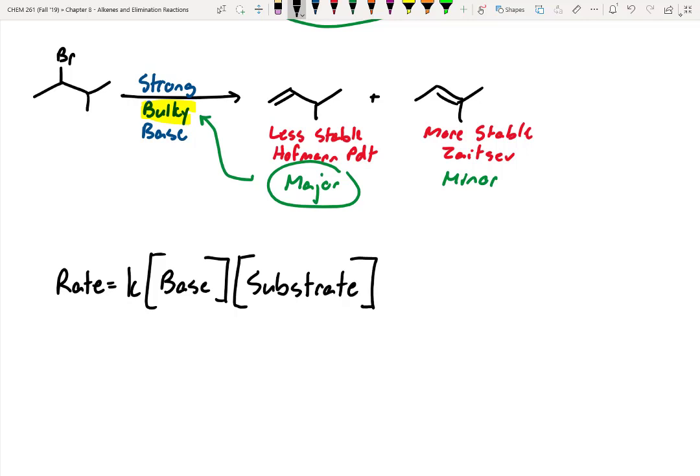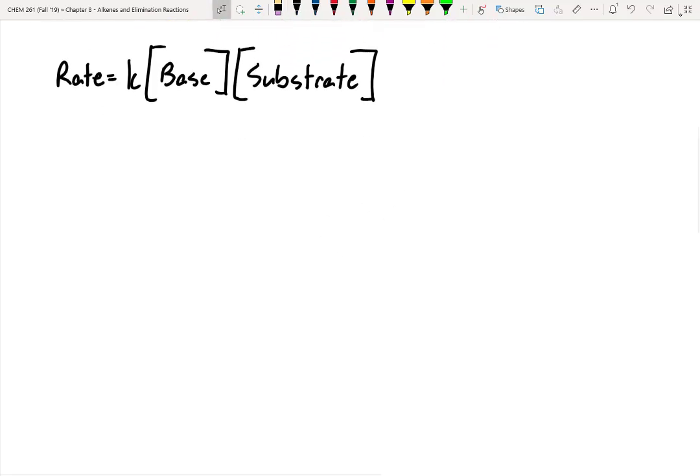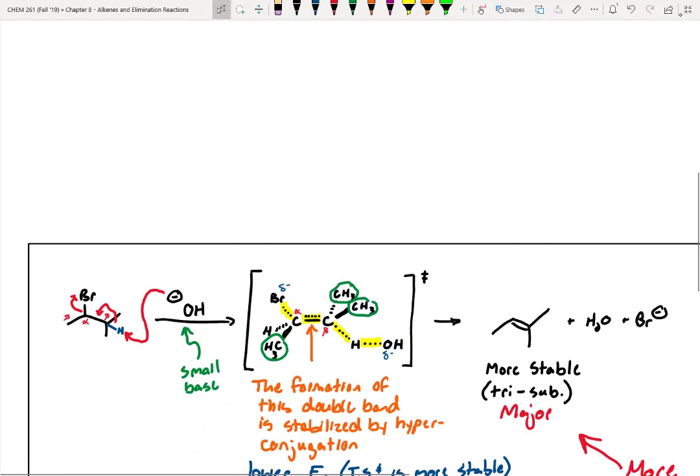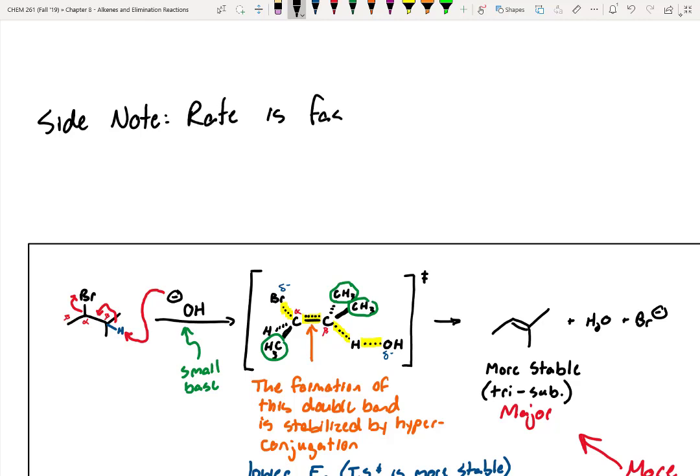So just like with SN1, SN2, we can do these rate experiments to determine if it's truly an E2 reaction versus an E1 reaction, right? Because in an E1 reaction, does the concentration of the base matter at all? No. So if we change the concentration of the base and the rate changes, we know it must be an E2 reaction mechanism. All right, the last thing I wanted to go over, and I'll move this up later. This is talked about in your book. The rate is faster for E2 reactions.